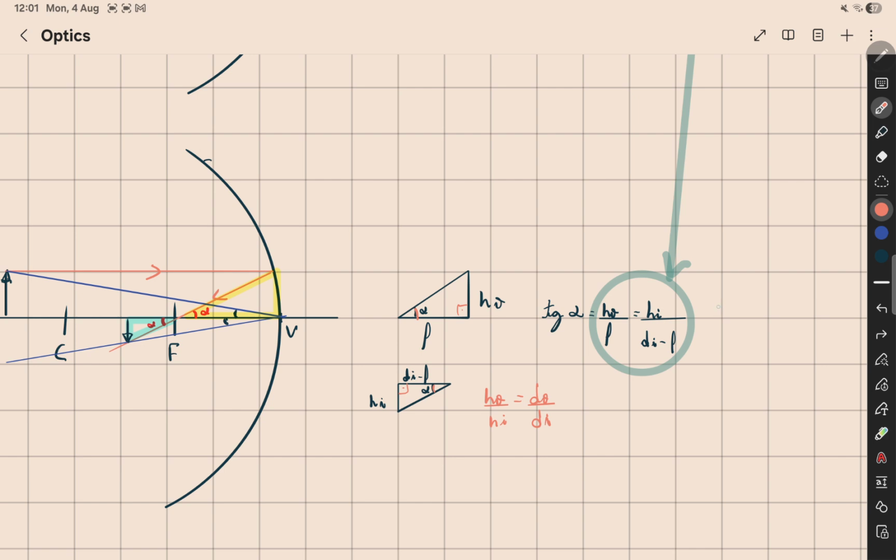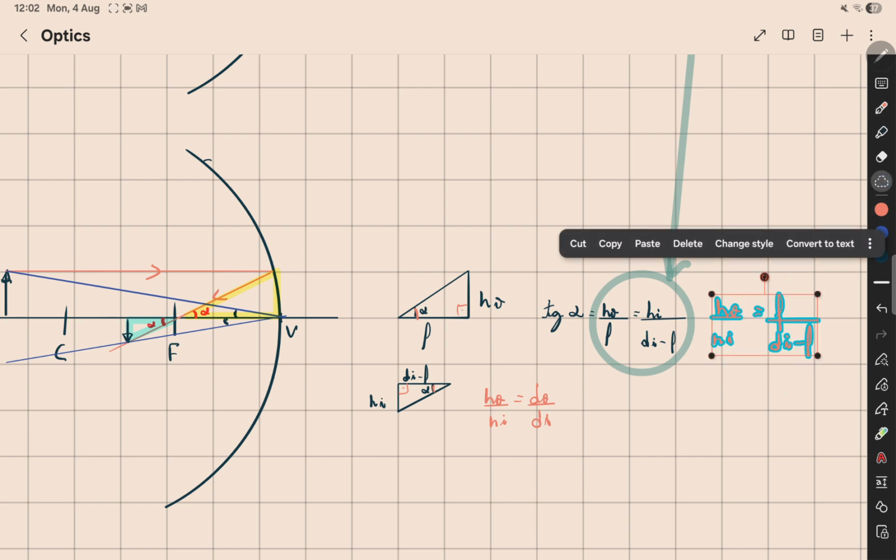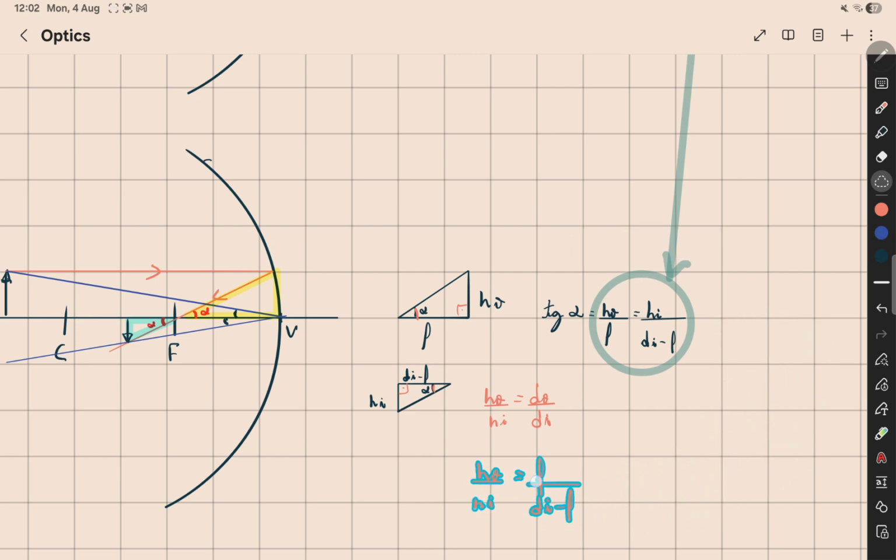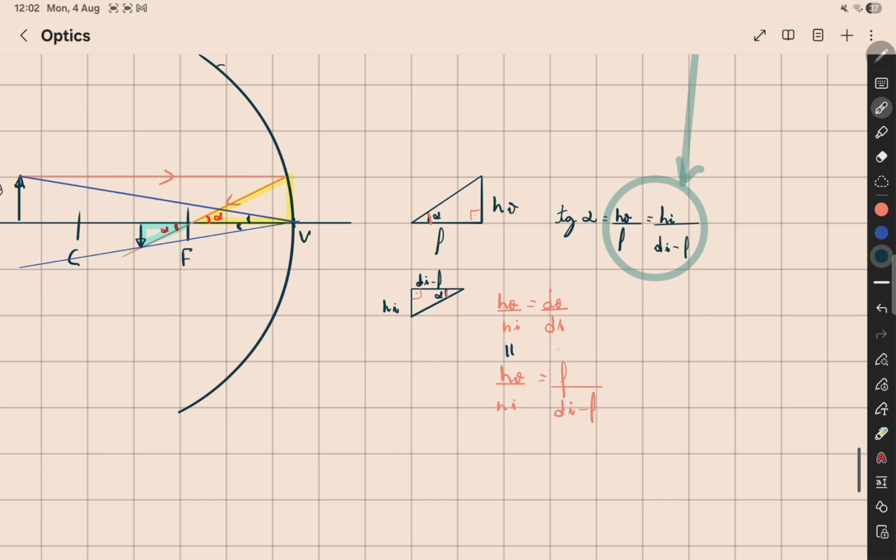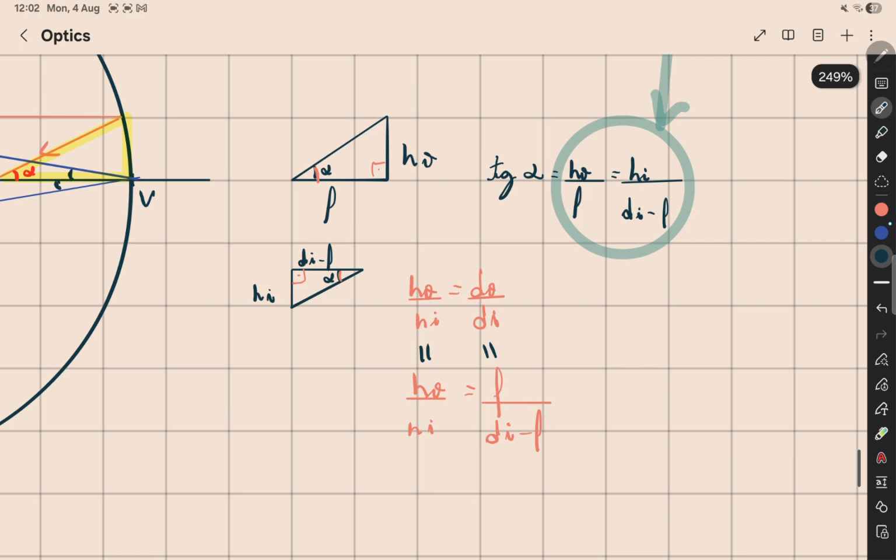So with the second equation, I have that the height of the object divided by the height of the image is equal to f divided by di minus f, okay? That's the relationship I've just got. So I'll compare those two equations. Can we see that these are equal? So these two must also be equal. That's what I'll do. I'll take this relationship and make them equal.